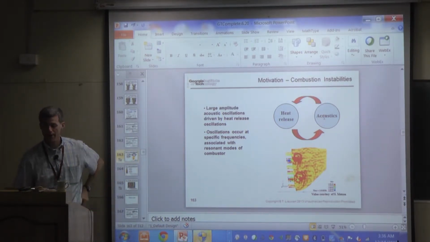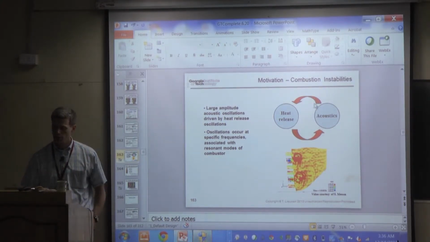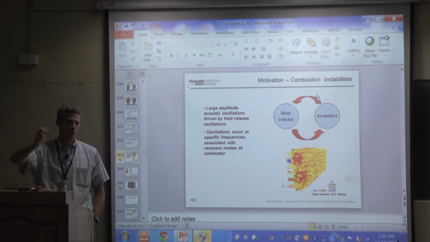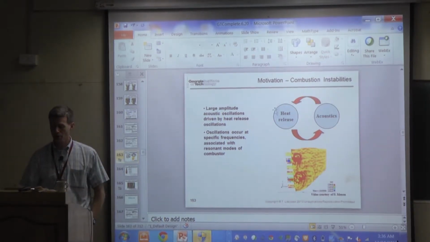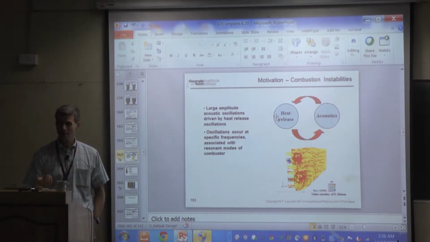And then when you take a flame and you put it inside of an enclosure that has natural acoustic modes, you get the top part of this feedback loop, where those sound waves maybe propagate away from the flame, reflect off of the end of your combustion chamber, come back and disturb the flame. And flames, as it turns out, are very sensitive to sound.